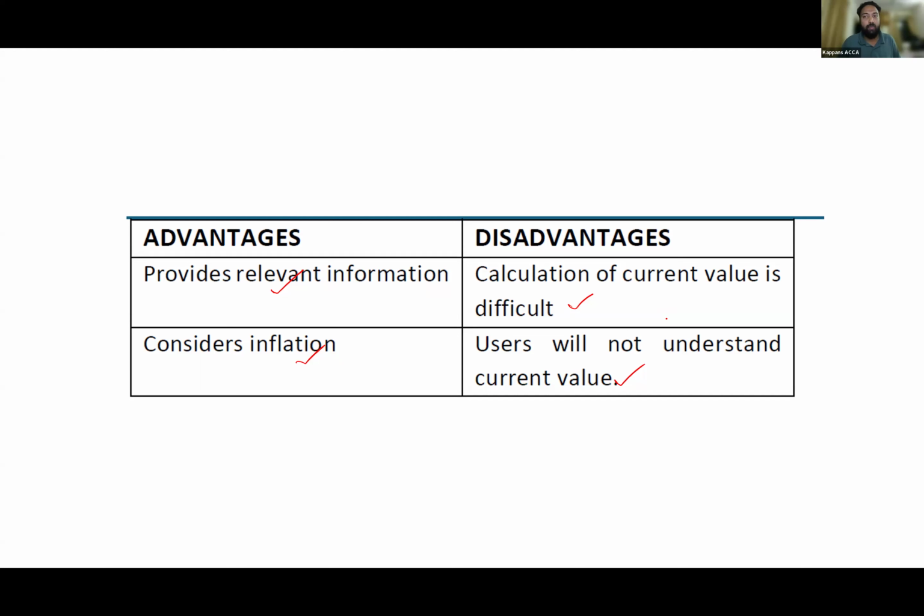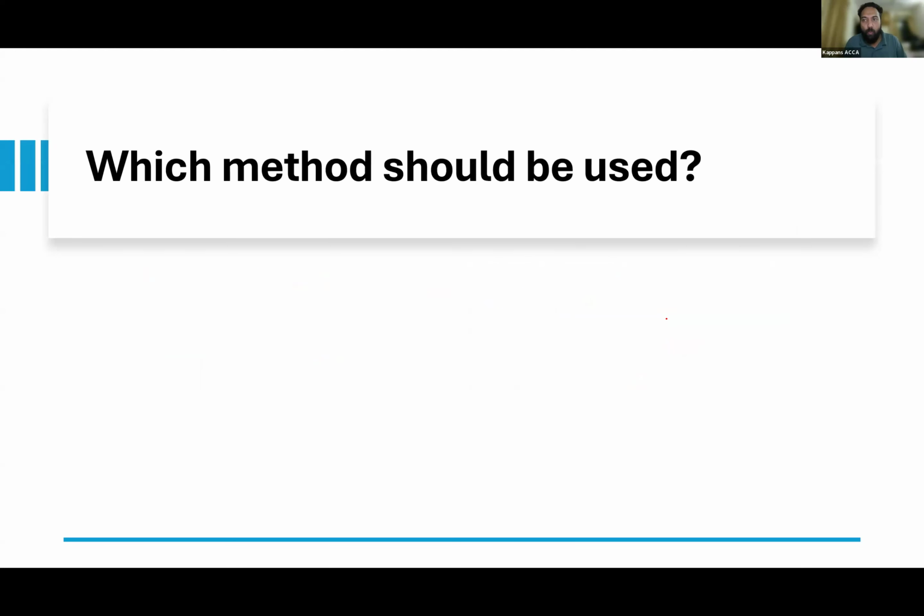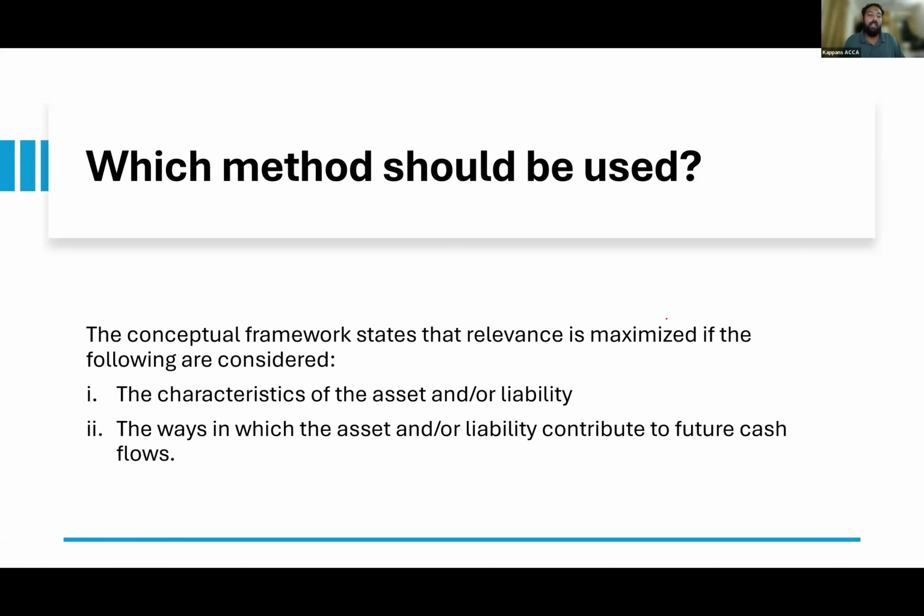And calculation of current value is very important because the next question which we'll be discussing is based on the current cost method, the replacement cost method. We will be discussing that problem quite soon. Which method should be used? Should we use the historical cost method or should we use the current value method? It depends upon the characteristics of the asset or liability and the ways in which the asset or liability generates the future economic benefits. And don't bother too much about that. Just remember these 2 points from an examination point of view. Don't think too much on this particular topic. You should be able to identify those 2 points.